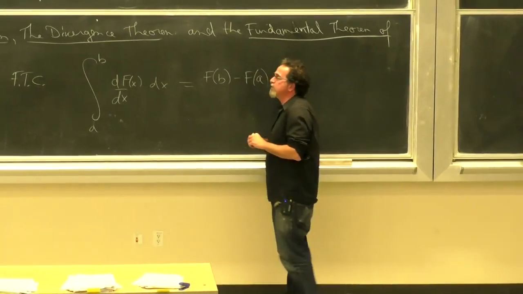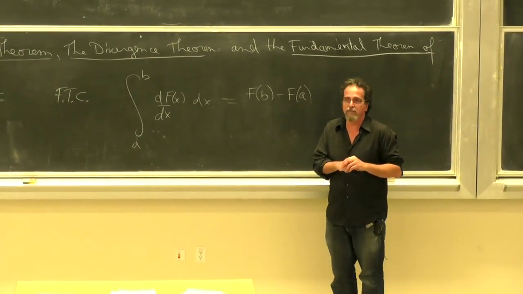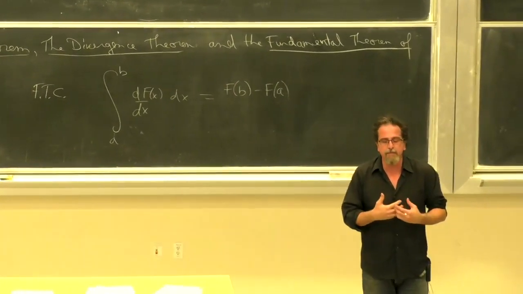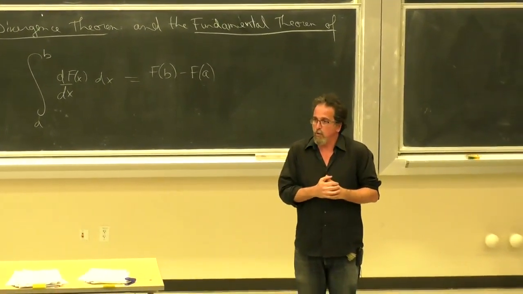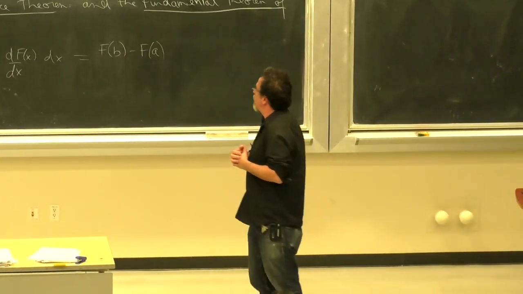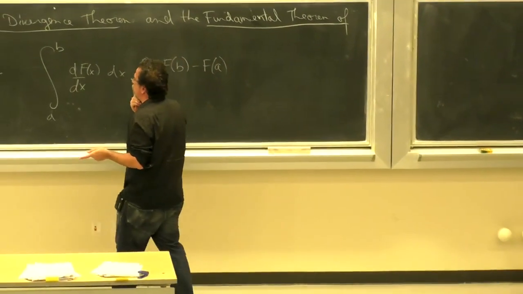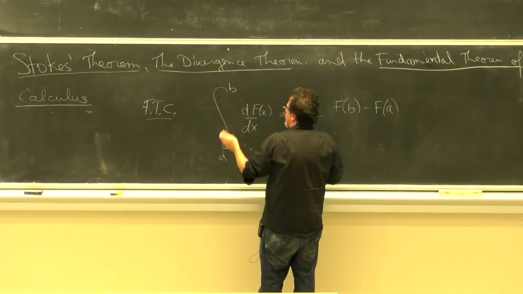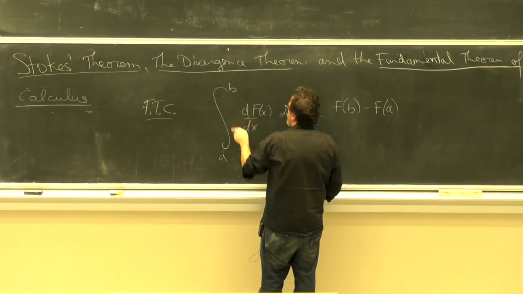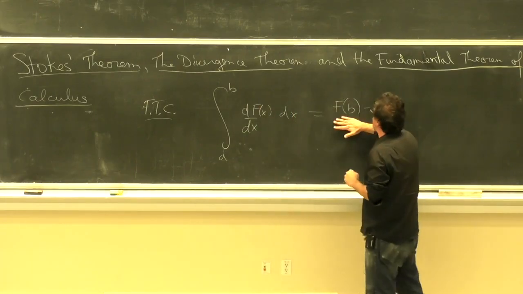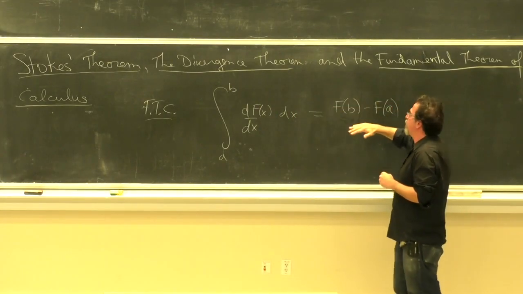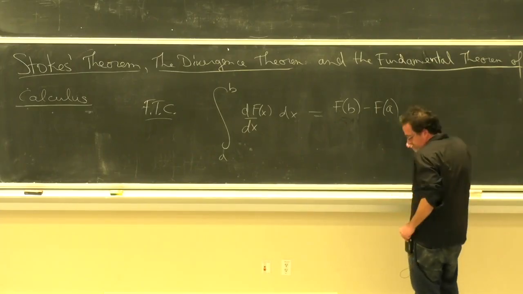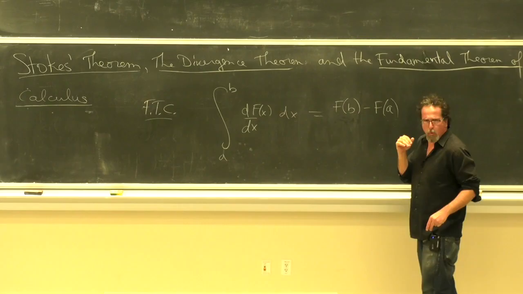Today we will talk about Stokes' theorem, the divergence theorem, and the fundamental theorem of calculus. So let me just state these theorems first. They're all in one place because they all play the same role. So the fundamental theorem of calculus, which we learned in 21b, is that the integral from one end of an interval to another of the derivative of a function is equal to the function evaluated at the upper bound of that interval minus the function evaluated at the lower bound.